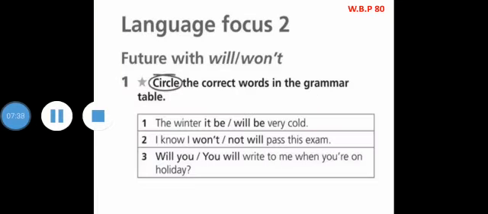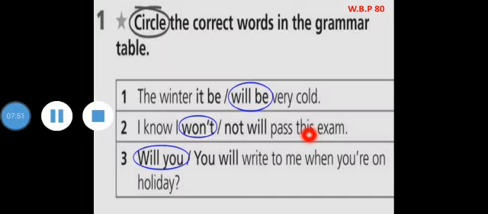Let's move to your workbook page number 80. It's question number 1. Circle the correct words in the grammar table. Yes, you have 30 seconds to think about it. Let's have a look at your answers. The winter will be very cold. I know I won't pass this exam.